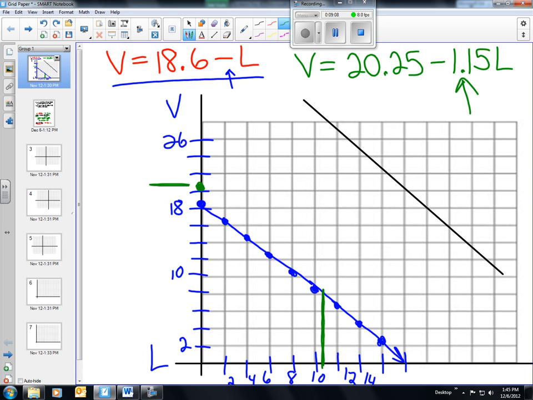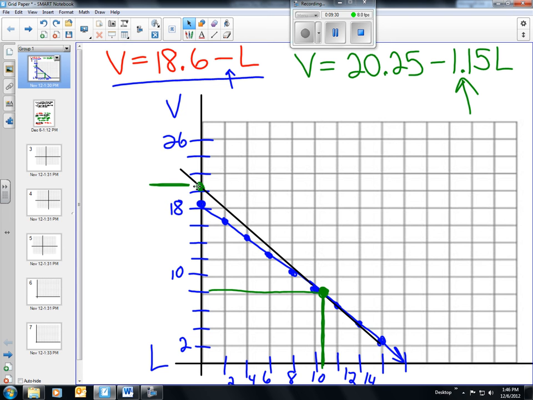And then we know that V has to be about 8. So that's going to be about right here on the graph. So our point of intersection should be here with these two lines. And so you need to use that information to help you to create the line. And then we can create a line that represents that a little bit nicer.